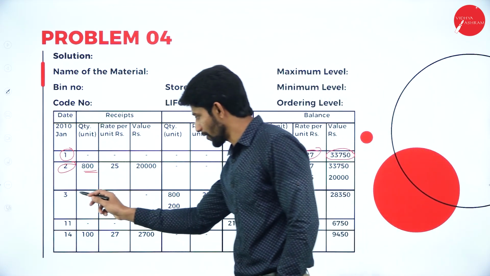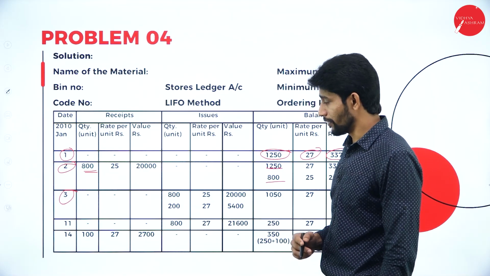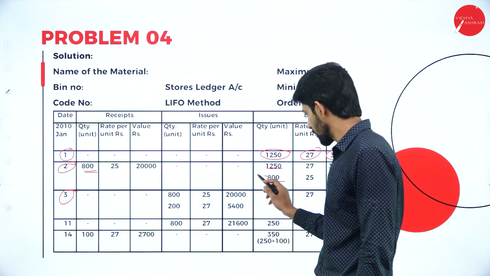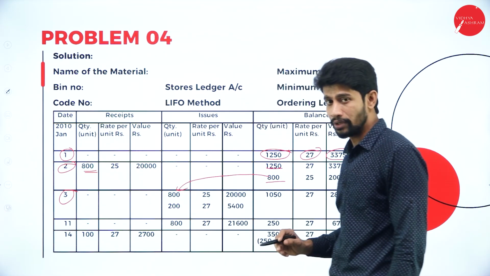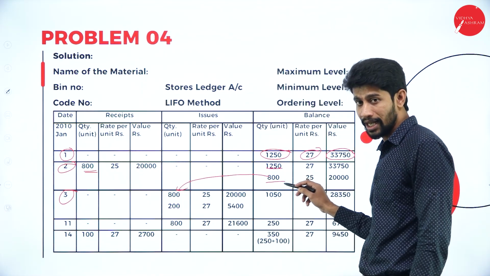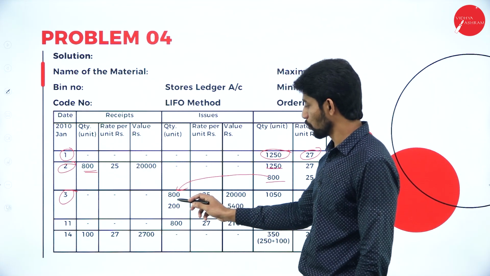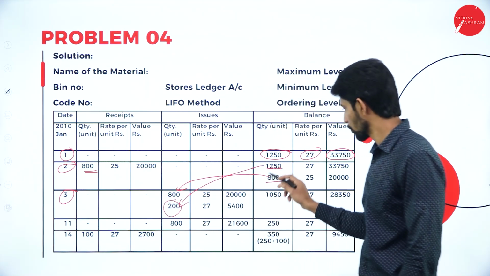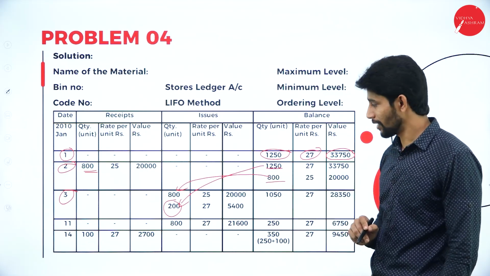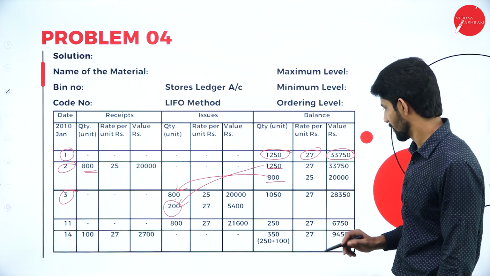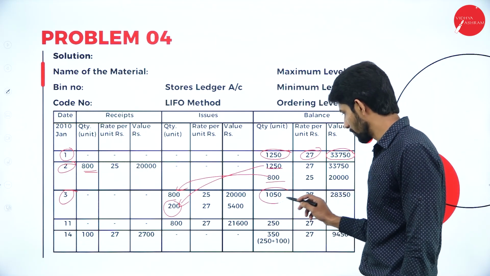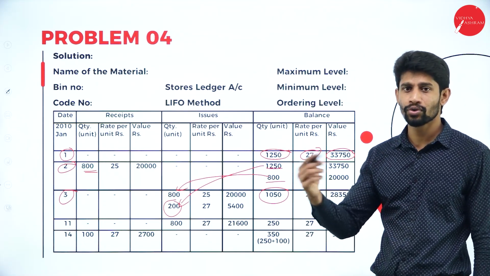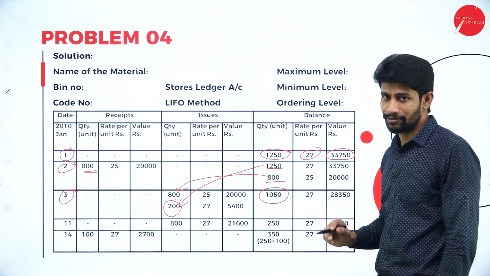Next, on 3rd Jan, what is the entry? On 3rd Jan, we issued. How much did we issue? 1000. So first issue 800, that is recently purchased, lastly purchased, and issue the remaining 200 from 1250. So now the balance here will be 1050, because we already issued 800 and from this 1250 we issued 200. What is the balance? 1050.